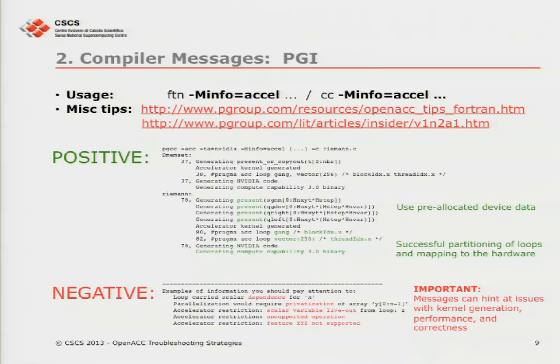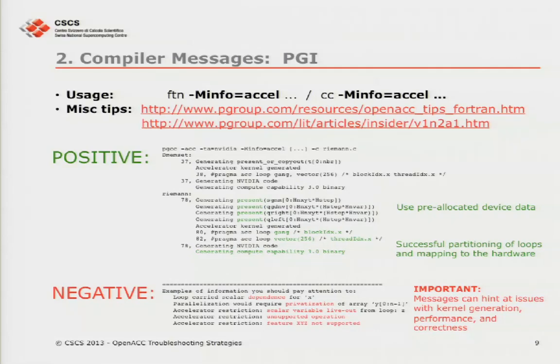And all the different compiler messages from the different implementations are giving similar information, but in different formats. Again, you can see in the messages here, we're using present clauses. So it's telling us similar information, and it's basically successfully partitioning the loops. We can see the kernel was generated. That's a good sign.